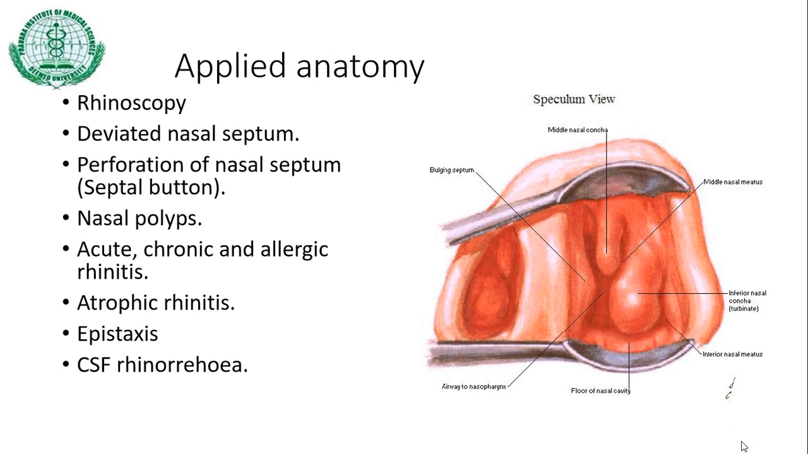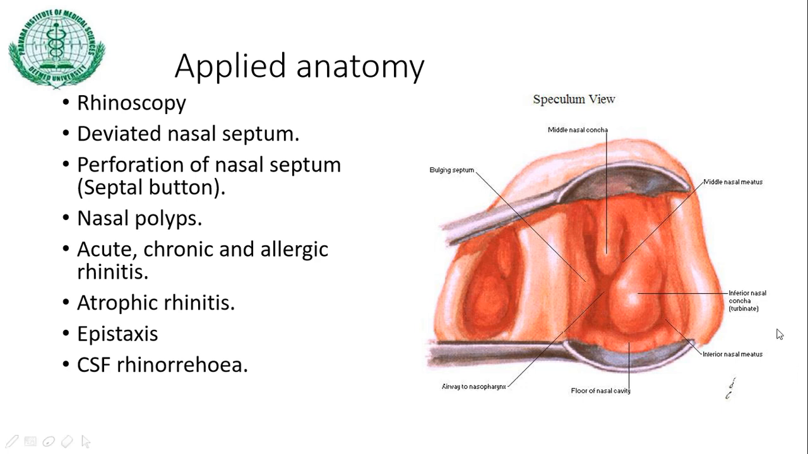Moving on to the applied anatomy of the nasal cavity. Examination of the nasal cavity is known as rhinoscopy, where the nasal cavity can be examined in the living individual through the nostril or through the pharynx. When it is seen through the nostril, that is known as anterior rhinoscopy, and through the pharynx, that is known as posterior rhinoscopy.